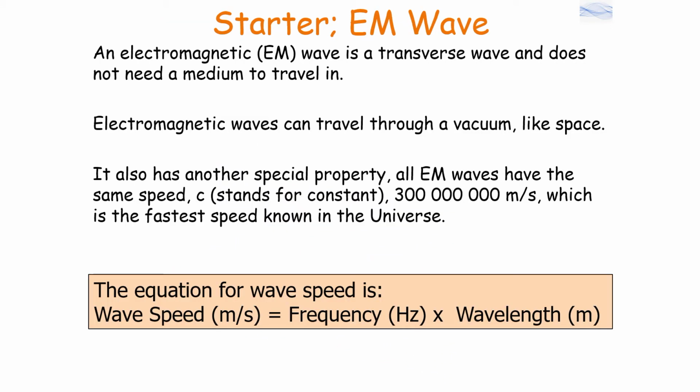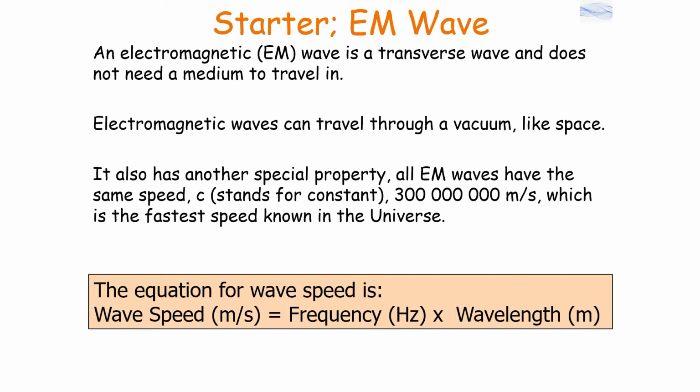To clarify, an electromagnetic wave is a transverse wave and does not need a material to travel in. Electromagnetic waves can travel through a vacuum-like space, and they also have another special property. All electromagnetic waves have the same speed, which is 300 million, or 3 times 10 to the 8 meters per second, when the wave travels through a vacuum, which is the fastest speed known in the universe.